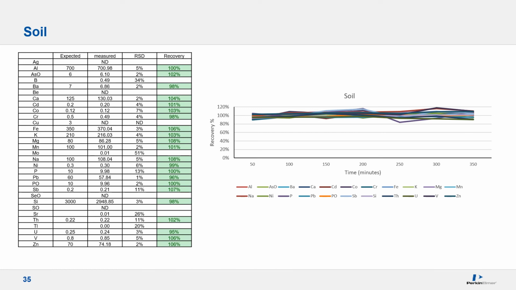The soil certified reference material shows the ability of the system to measure a range of concentrations, with some elements such as cadmium, cobalt, and antimony being measured at levels over 100 times lower than in the previous sample, thus exhibiting no carryover, as well as showing good recoveries and RSDs throughout the entire analysis.